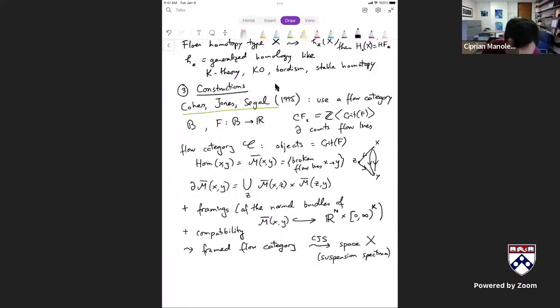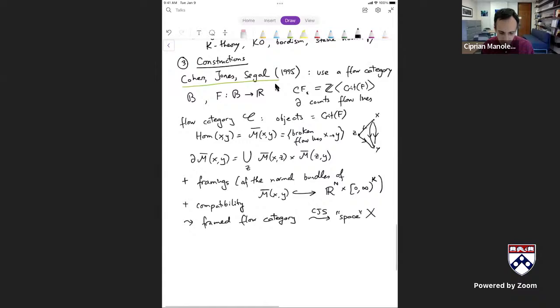Well, it depends. Actually, if you have infinitely many critical points, then it becomes a pro-spectrum. Let me maybe just put in quotation marks "space". It could be one of these more general objects. Okay, so how do you do that? I'll just tell you the idea.